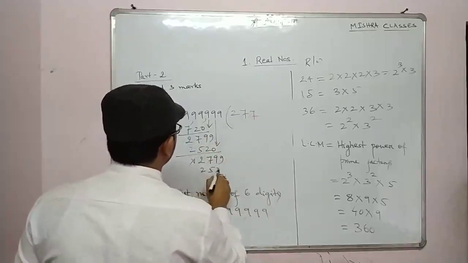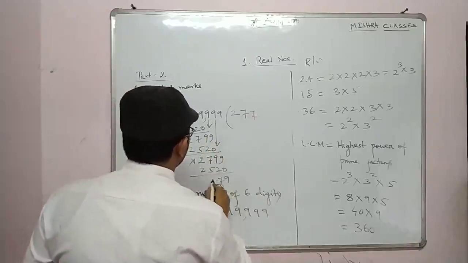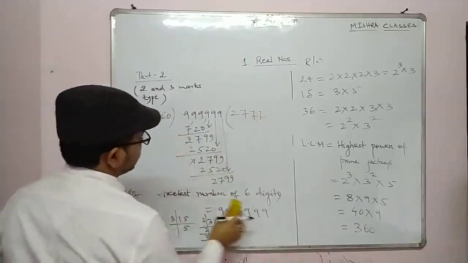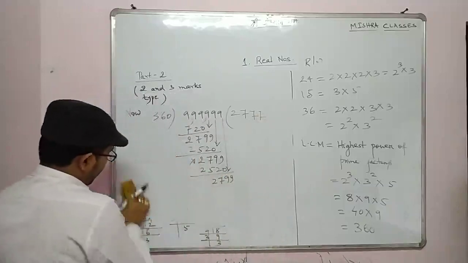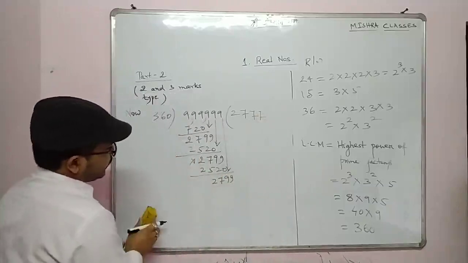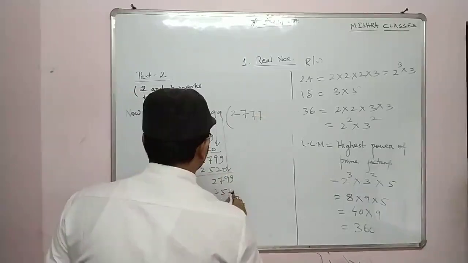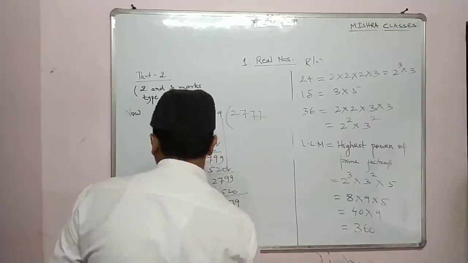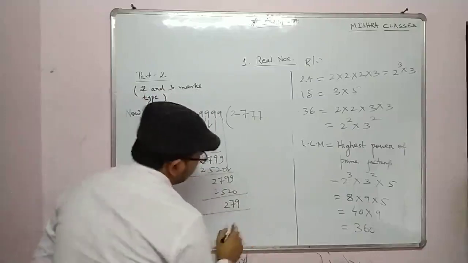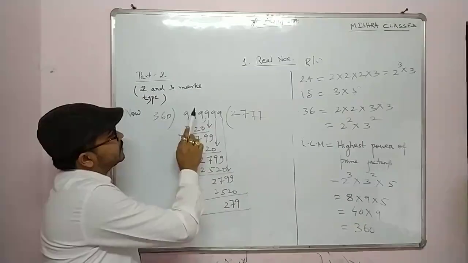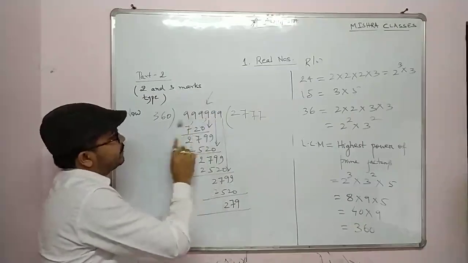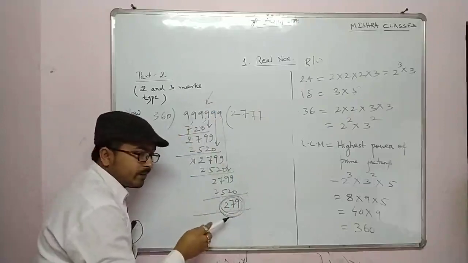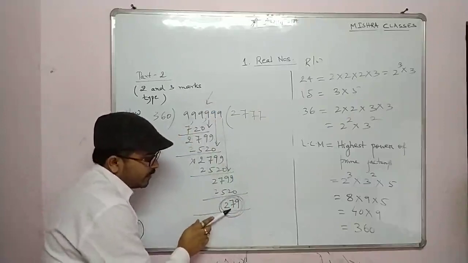2520. Again this 9 will come, then 7 times. Then how much will we have? 2520. Is it clear? Now what we are seeing when we divide this number by 360 is that this is the extra number being left. 279. That means the remainder left is this one.